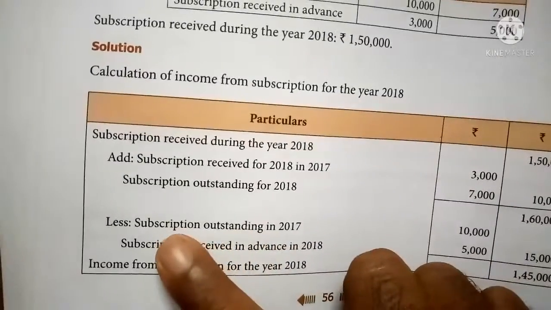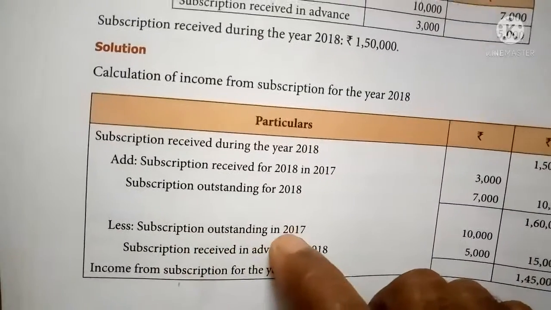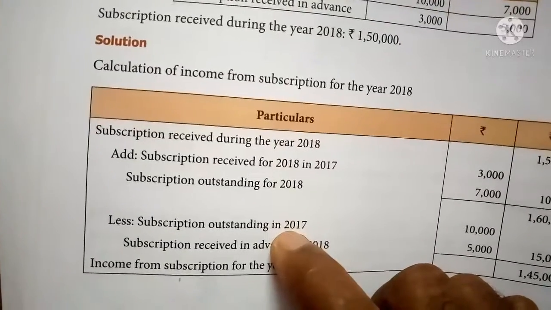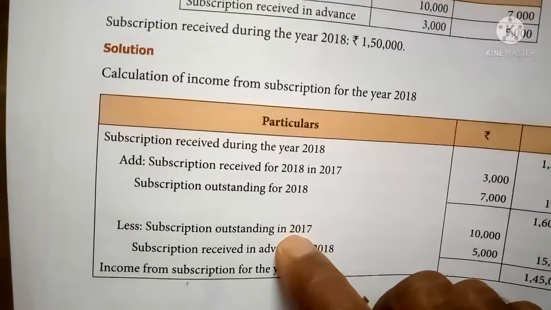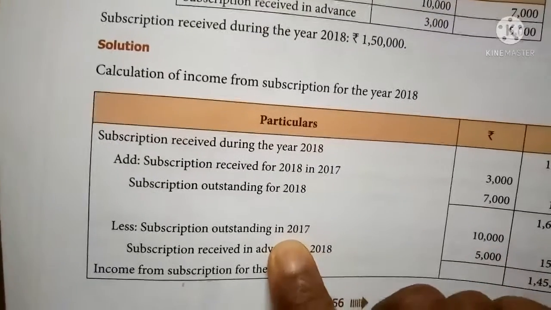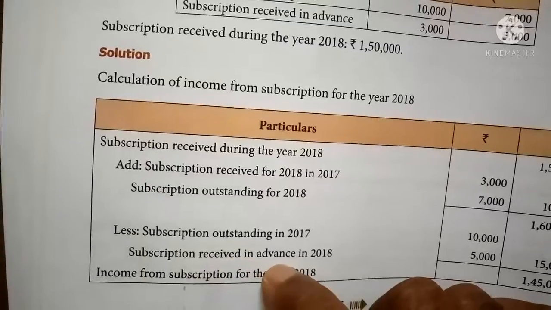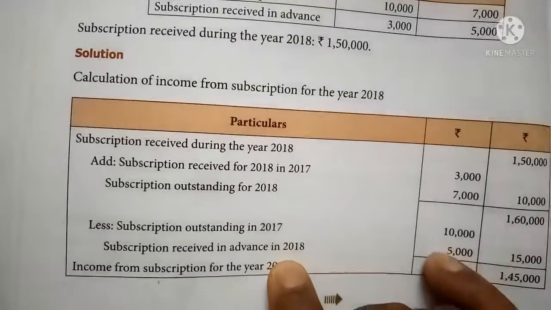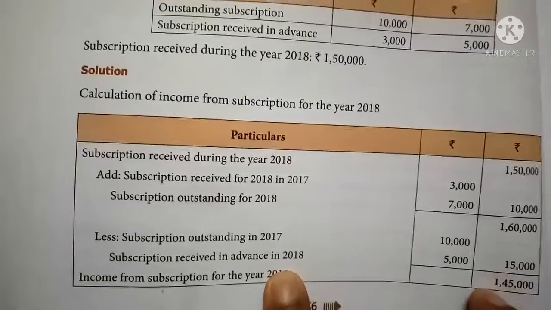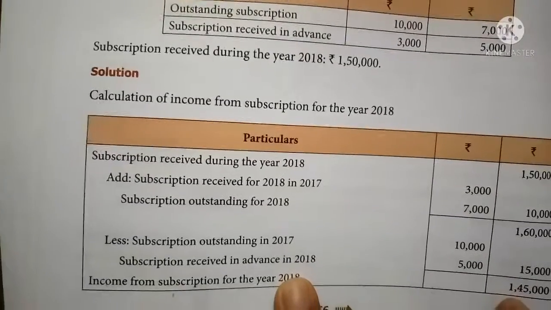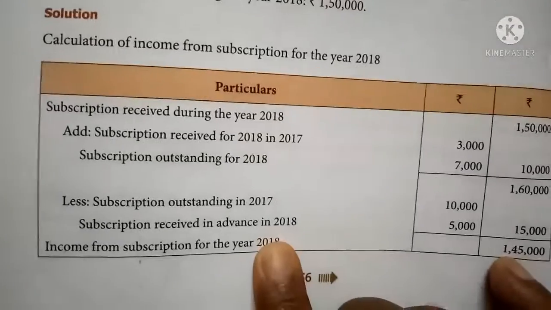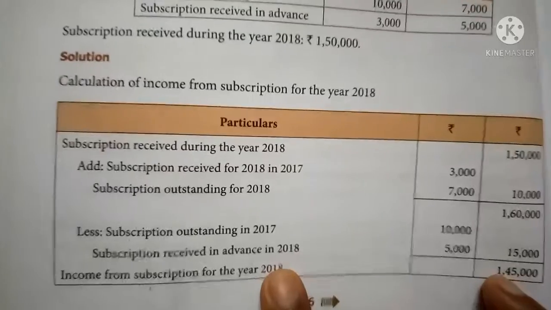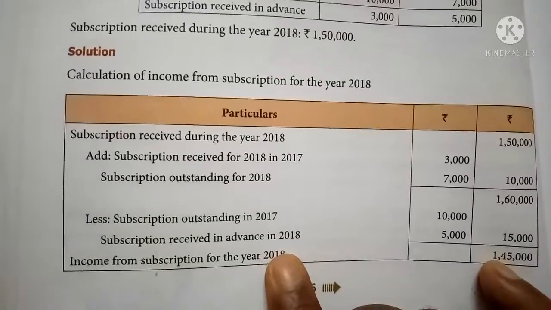And then from that amount, less subscription outstanding 2017, that is the previous year outstanding, 10,000, and less subscription received in advance for the current year, that is 5,000. The total amount is 15,000. That should be subtracted. So the net value of the subscription will be 1,45,000.